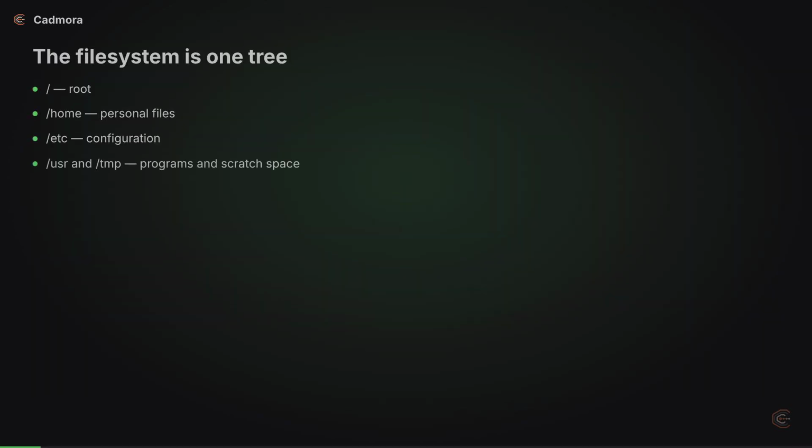Zoom out, and the whole file system is one tree rooted at /. Your files live under /home. System configuration lives under /etc. Programs and shared resources live under /usr. Temporary scratch work lives under /tmp. You don't need to memorize every branch today. Just recognize the landmarks.